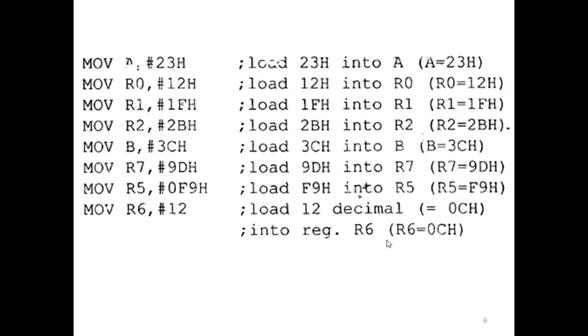Or you can say if I have a command move A comma hash 5, it means A will be equal to 0 5, not 5, it will be 0 5 because it is 8-bit data. Next, third point which should be kept in mind during the programming part, that moving a value that is too large into a register will cause an error.